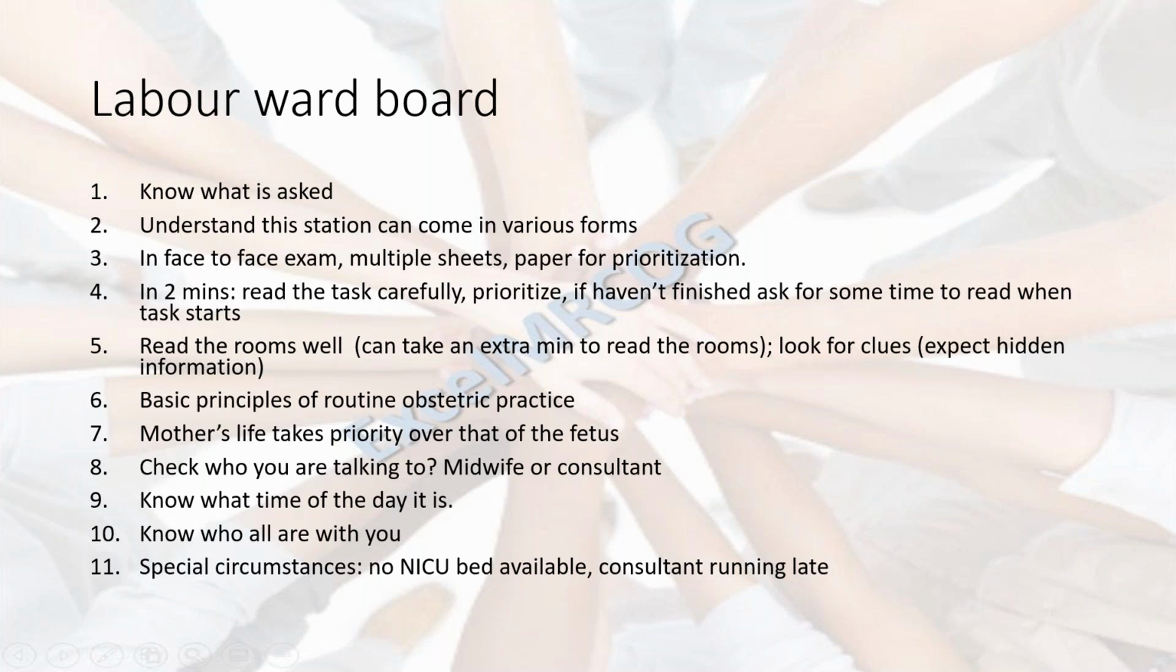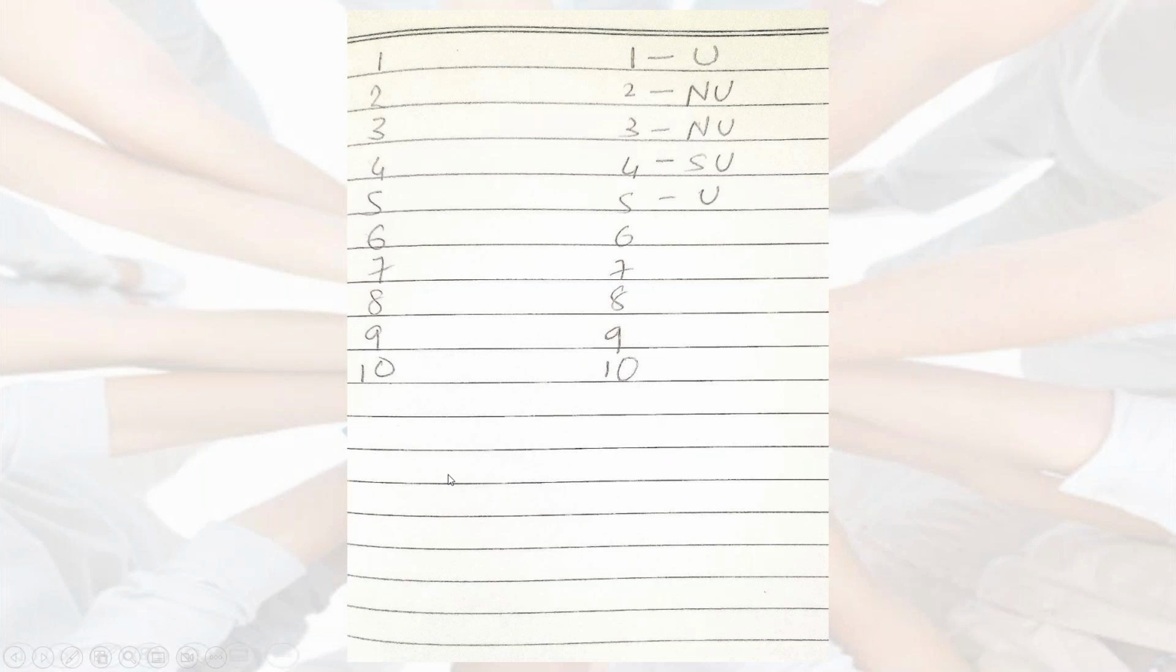This information given in the station is frequently ignored by candidates, and it's important to make a note of it. This is how you write on your notepad: 1, 2, 3, 4 till 10, because usually there are 10 rooms. Then you write 1 urgent as you are reading. You don't even have to look at the notepad; you read throughout the 2-minute time. So 1 urgent, 2 non-urgent, 3 semi-urgent. This is how you write on the notepad.